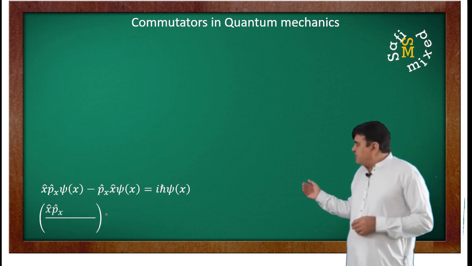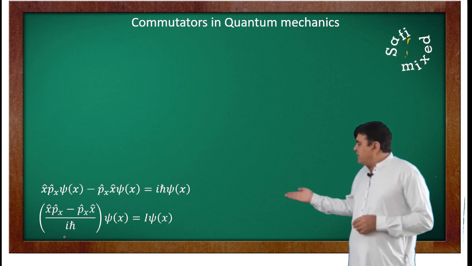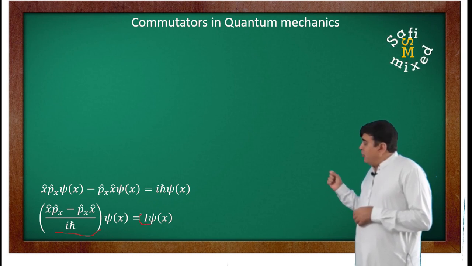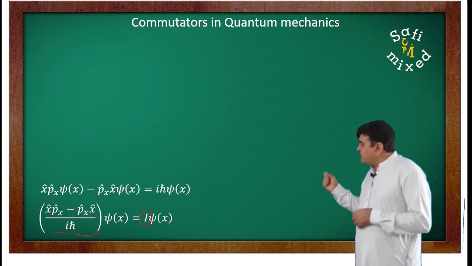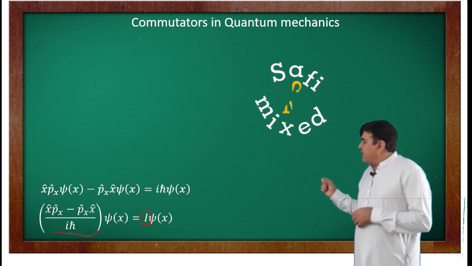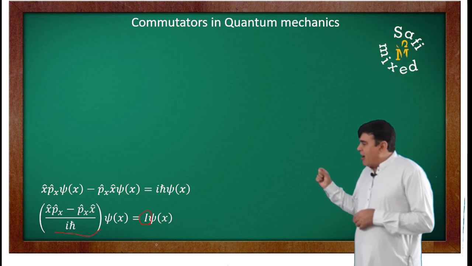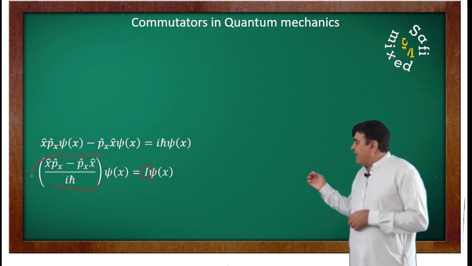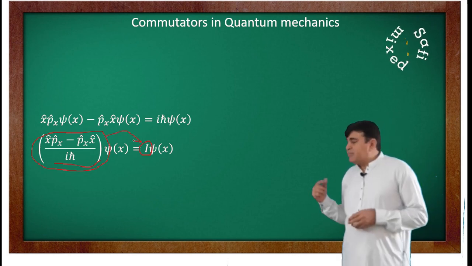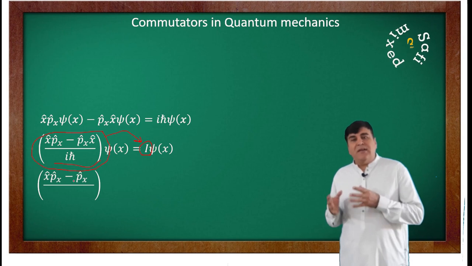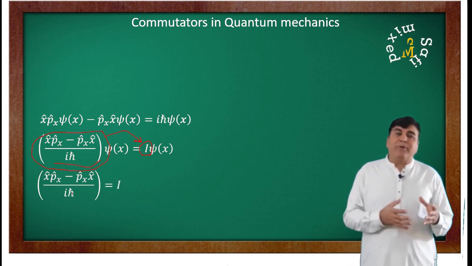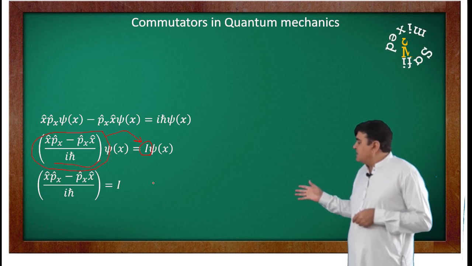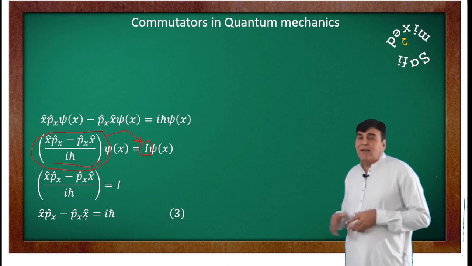And if I divide both sides of this equation by iota h bar, I can put the equation into this form. Since on the left, the quantity inside the bracket represents an operator, in order to make this equation mathematically correct, there must be an operator on the right side, and that operator I write in the form of an identity I. So I in fact represents an operator that works as a multiplicative identity 1. So this final form of the equation dictates that the quantity inside the bracket on the left in fact corresponds to the identity operator I, and therefore can be written as x p sub x minus p sub x times x divided by iota h bar equals I.